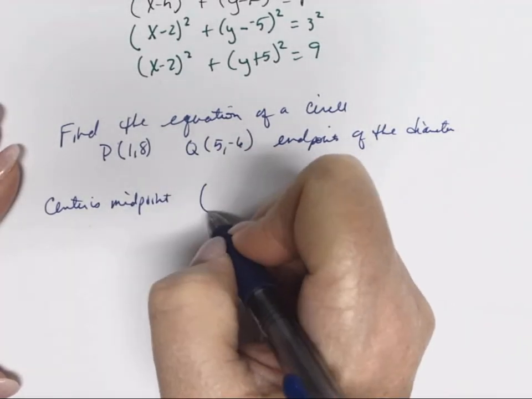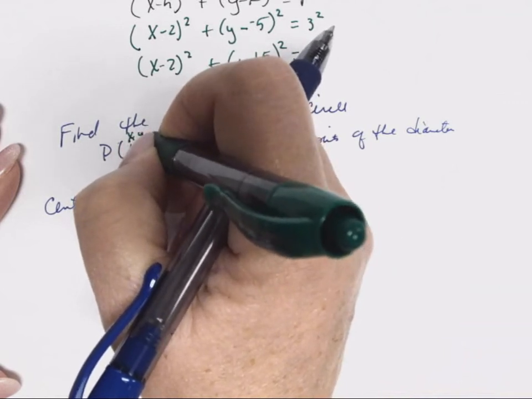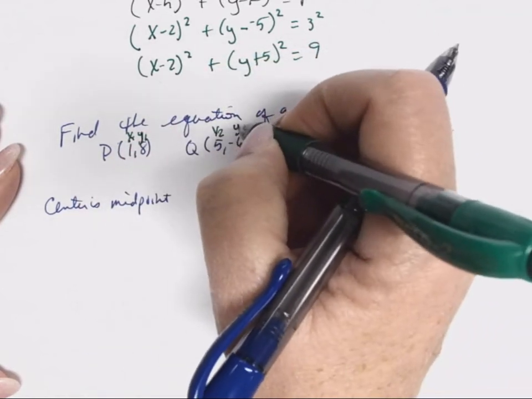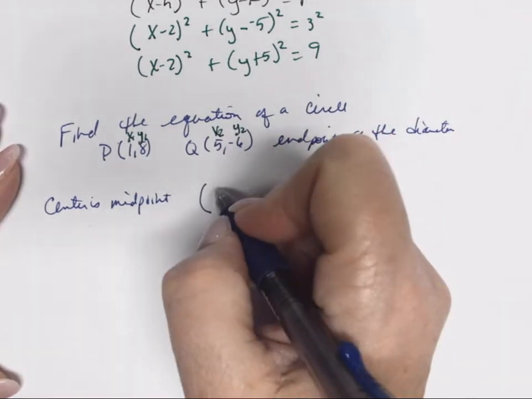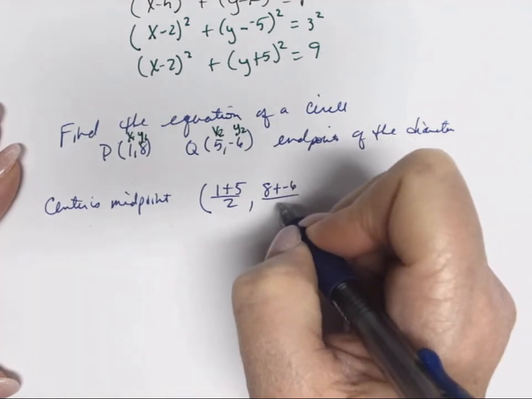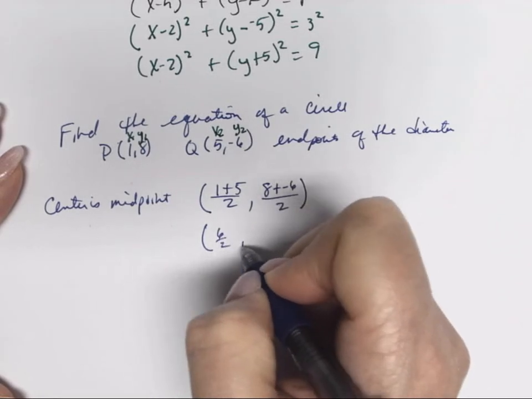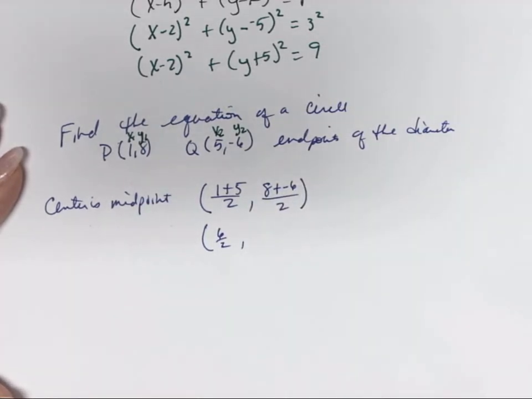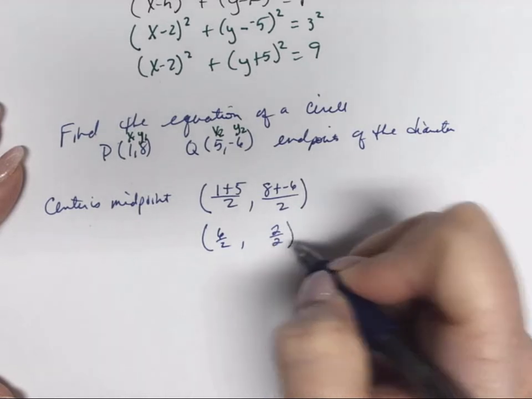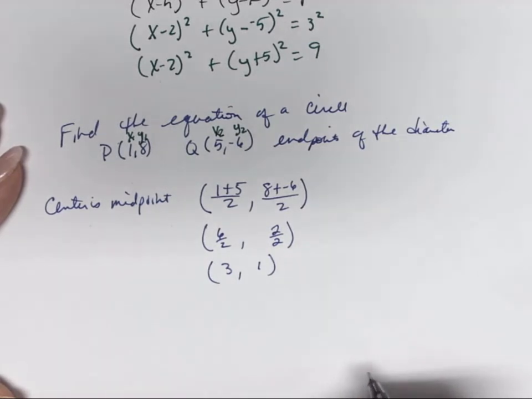So what we need to do is find our midpoint. So this again, x1, y1, x2, y2. All right, so we've got 1 plus 5 divided by 2, and 8 plus a negative 6 divided by 2. So that'll get us 6 divided by 2, and 8 plus a negative 6, same thing as 8 minus 6, which will be 2 divided by 2. So that'll get us (3, 1). So we found the center of our circle, which will be our h and k.